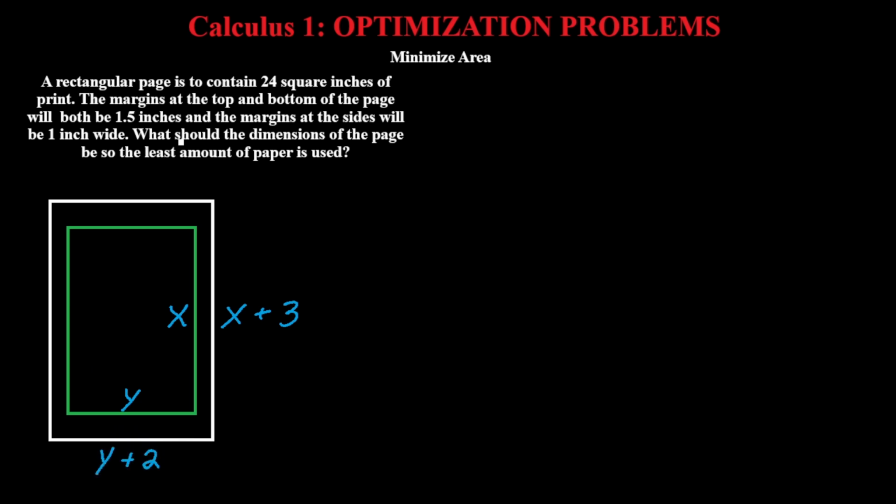Our primary equation is going to be for area. So the area will be base times height. The base is Y plus 2 times X plus 3. Our secondary equation is going to involve that the 24 is going to be equal to the X times Y for this area. So we'll just write that in. So 24 equals XY.